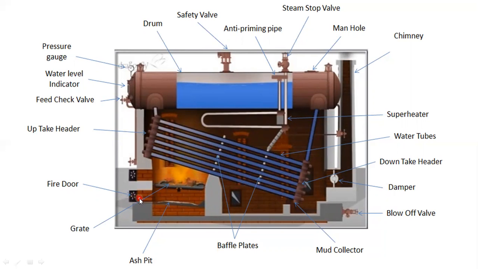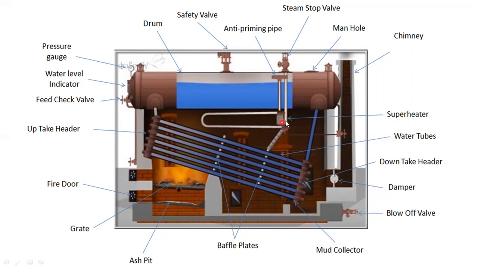This is the fire door. This one is the grate. This is the ash pit. These white color dotted lines indicate the baffle plates. This is the mud collector at the end of the water tube or the downtake header. Then this is the blow-off cock. This is the damper. These are the water tubes.